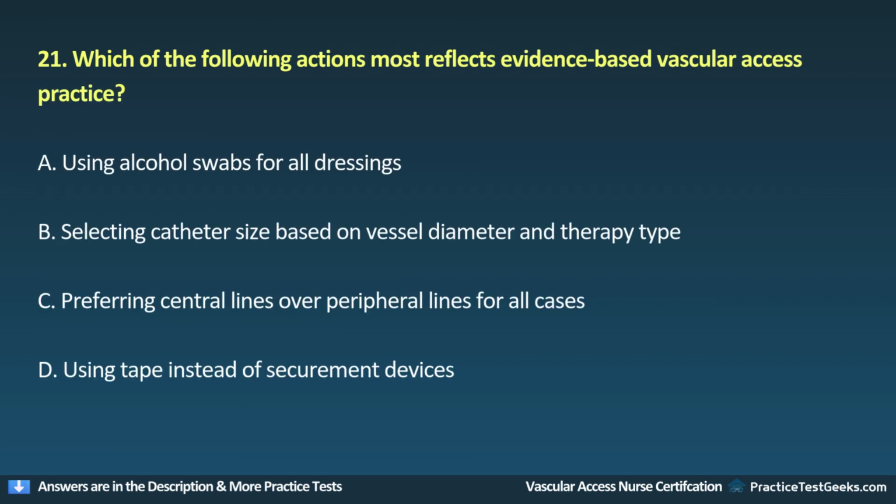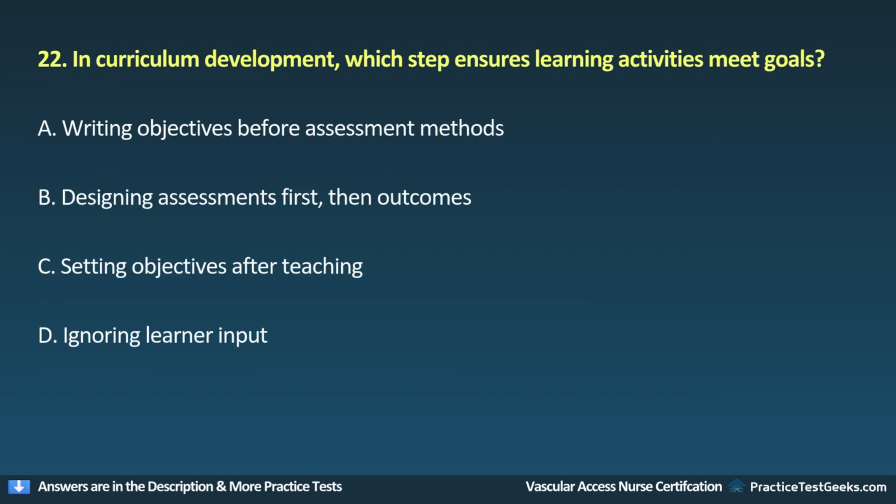21. Which of the following actions most reflects evidence-based vascular access practice? A. Using alcohol swabs for all dressings. B. Selecting catheter size based on vessel diameter and therapy type. C. Preferring central lines over peripheral lines for all cases. D. Using tape instead of securement devices.